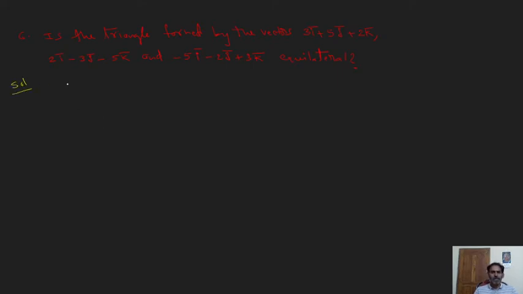First vector I am taking as A bar. A bar equals 3i bar plus 5j bar plus 2k bar. Next vector B bar equals 2i bar minus 3j bar minus 5k bar. Next, the third vector C bar equals minus 5i bar minus 2j bar plus 3k bar.